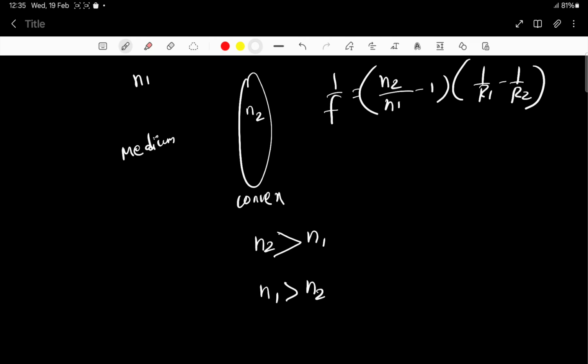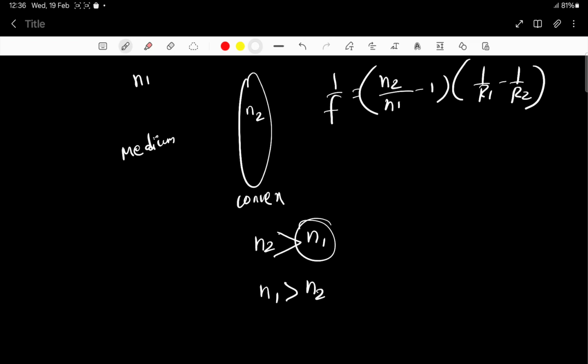So, you cannot blindly say that a convex lens will always have a converging nature and a concave lens will always have a diverging nature. It need not be the case all the time. The nature of the lens strongly depends on the medium in which we place the lens. If the surrounding medium has a lesser refractive index than the refractive index of the lens, then that lens is going to behave like a converging lens or diverging lens.